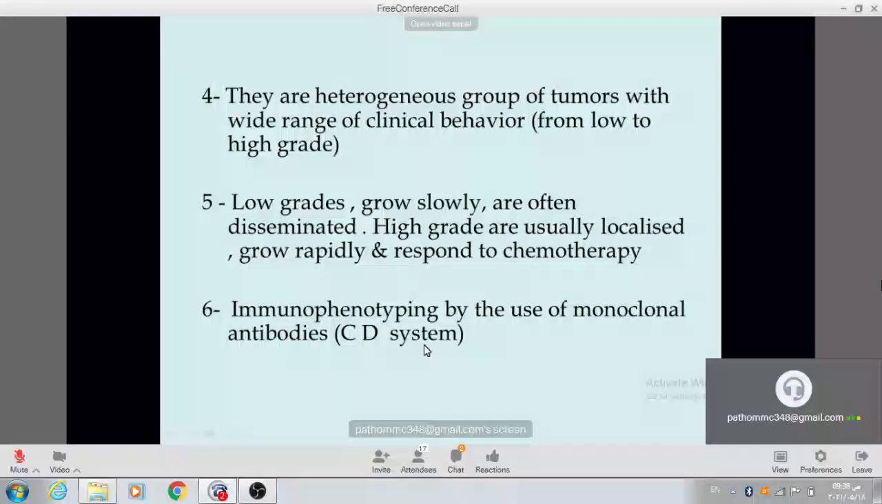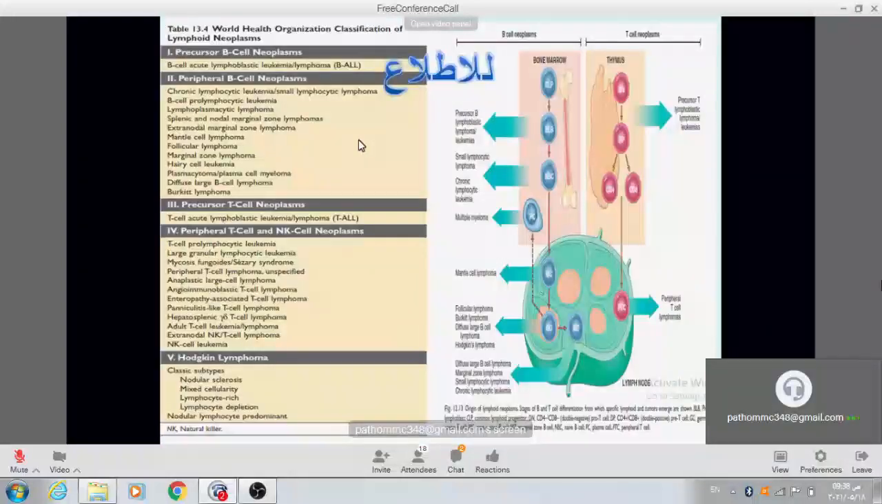Immune phenotyping can be done by the use of the CD system. We can use some immune markers to know whether they are B or T lymphocytes. This diagram is just for your knowledge. I know it is difficult, but as we said, we have some neoplasms derived from the precursor B lymphocyte, such as ALL. When you take this in the hematology course, it is acute lymphoblastic leukemia or lymphoma.